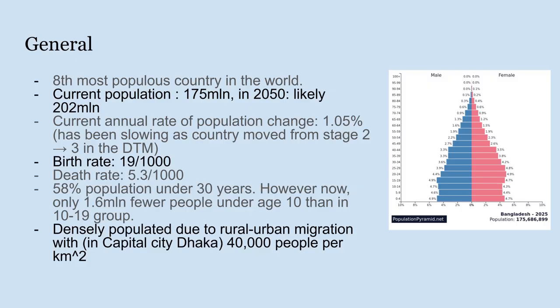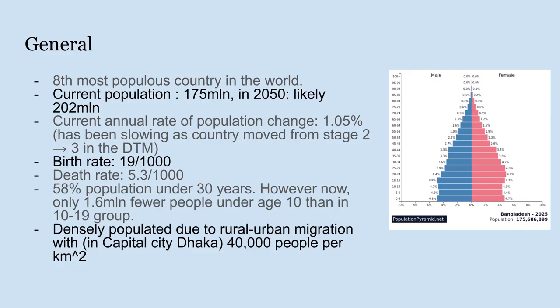58% of the population is under 30 years old, so around this bracket, the 58% is this. However, now there are only 1.6 million fewer people under the age of 10 than in the 10 to 19 group, which I think is displaying this, because I don't know when this textbook was written, but I don't think it's 2025.